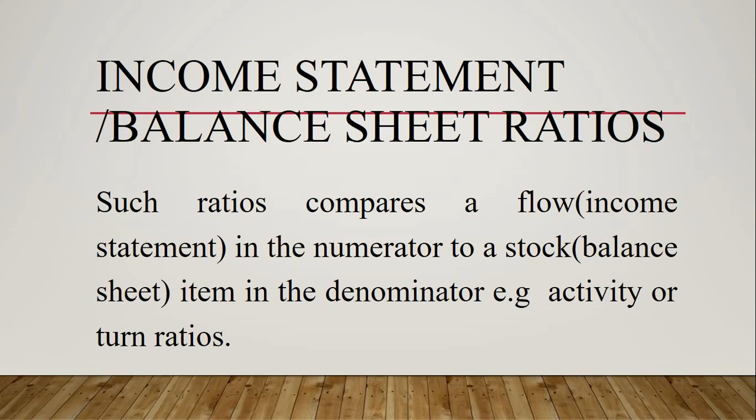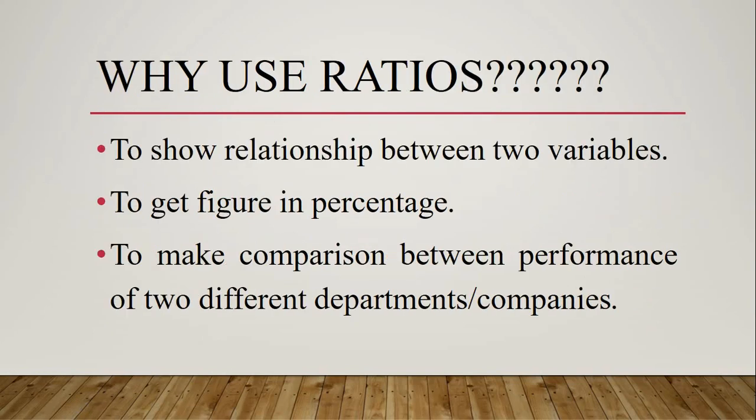In such ratios, we are taking the figure of the numerator from the income statement and the figure of the denominator from the balance sheet, like turnover of inventory, turnover of receivables. That's why these are considered as income statement and balance sheet ratios, because here we are taking figures from both sides of the financial statements.